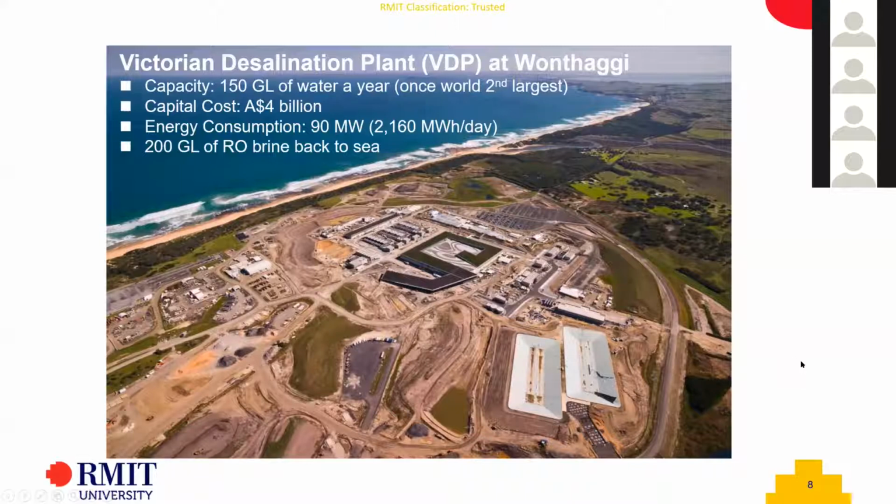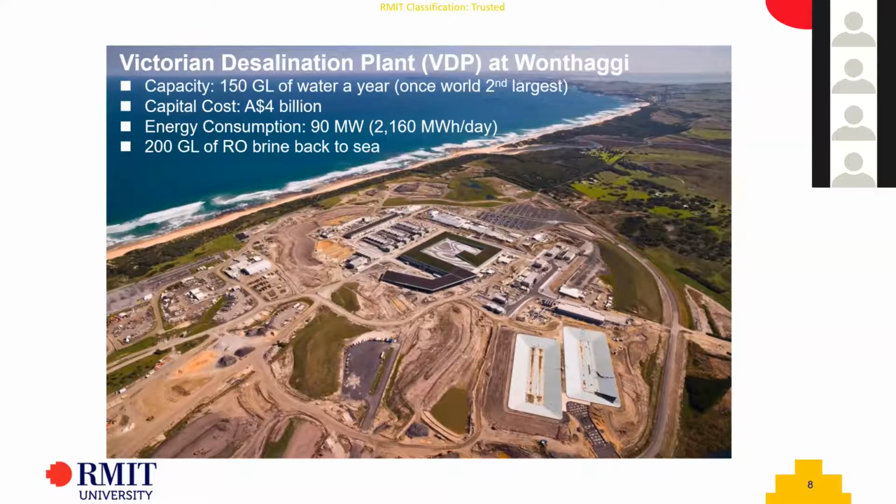This also caused a lot of public and political debate about whether the build of this plant was the right decision. That was because we have experienced sufficient rainfall, and we actually used less of this plant over those years. So that's part of the story.